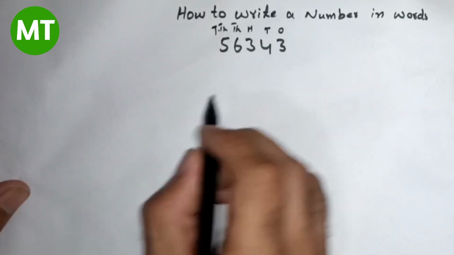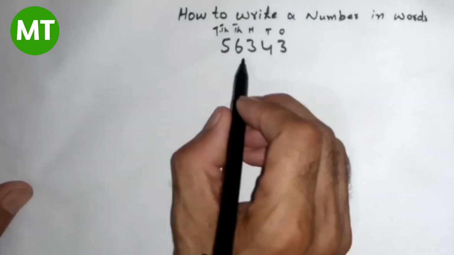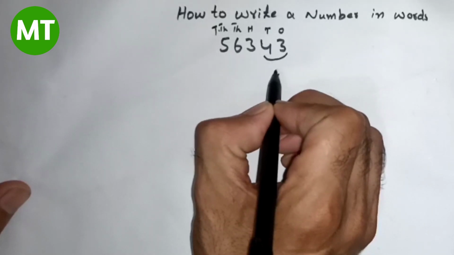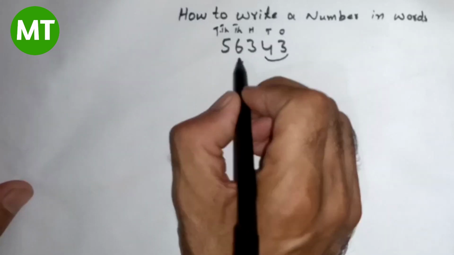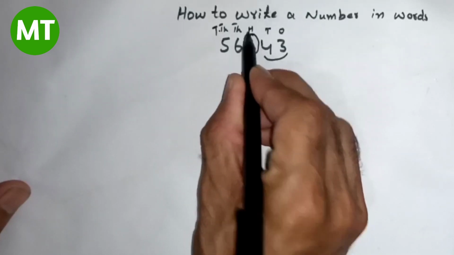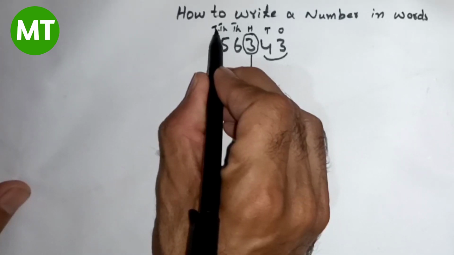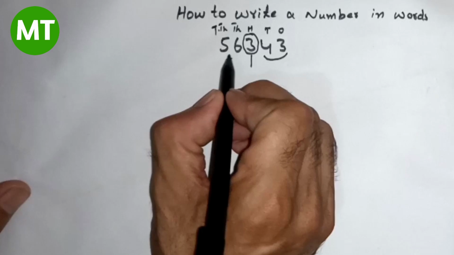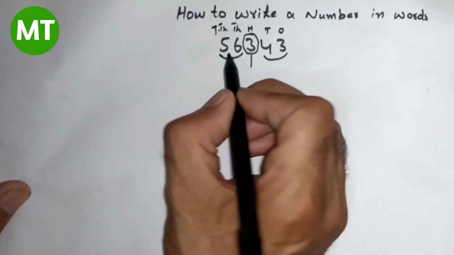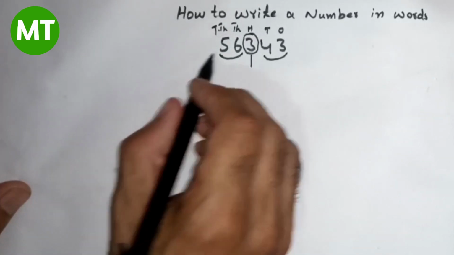Now we will always write the first two places, ones and tens, together. This is 43 and we will write them together. And the 100 place will always be written as single. It means that this is 300. And the remaining 56, we know that these are in the thousand place. The 6 is the 1000 place and the 5 is the 10,000 place. So we will write them together.